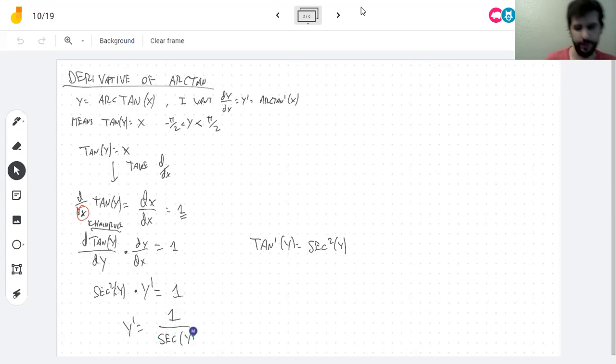It's 1 over secant squared of y. And just like before, this would be a perfectly valid answer, except that it's very interesting to write it in terms of x, so I should do that. Are there any questions?